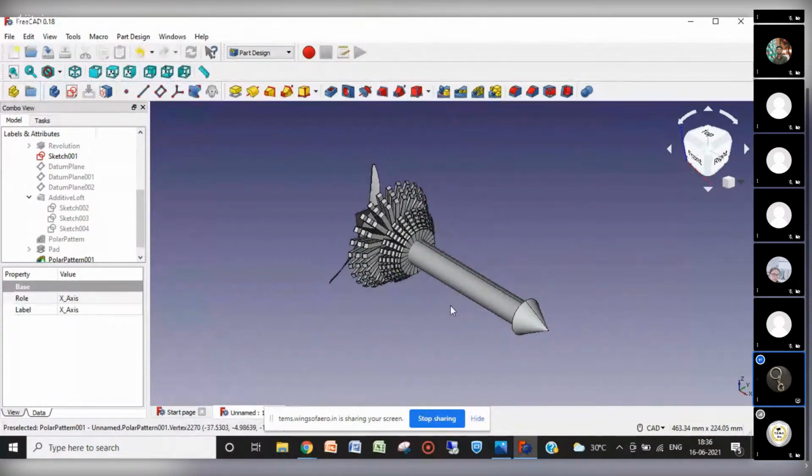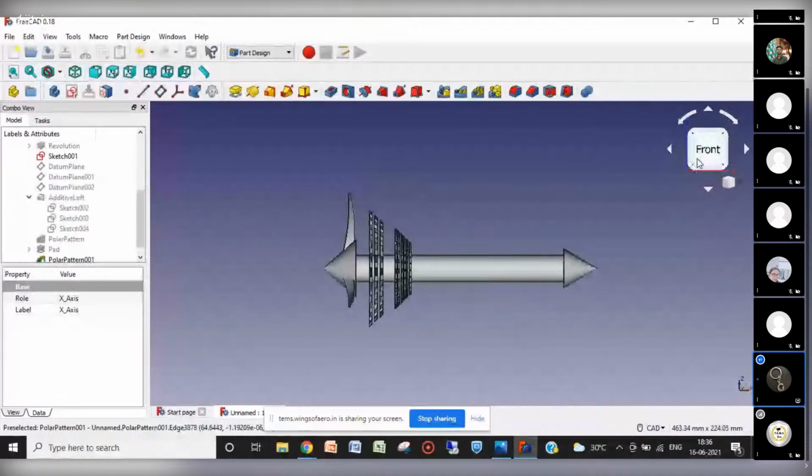Okay, so let us see it from the front view also. From here the air will come, air will be compressed, and in this section it will be burned with the help of combustion. With the help of fuel lines, fuel will be sprayed, and some ignition would be there, and at the last we will have a turbine section.